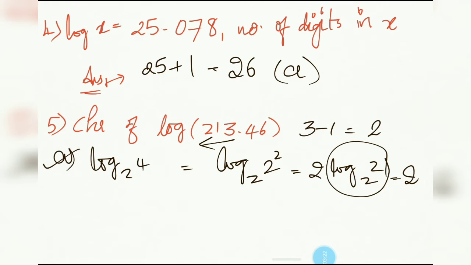Now B is 3 bar. No, directly we can say it is not the right answer. C is 1 bar. No. Let's check for D.